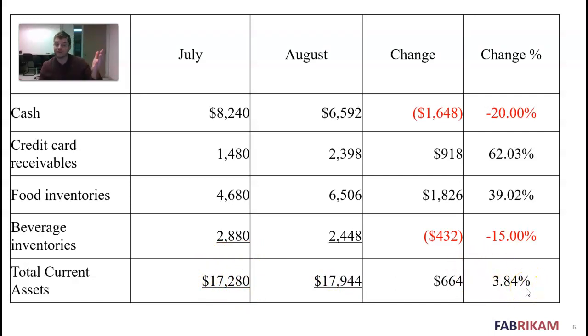So there were some accounts that had negative change, there were some accounts that had positive change, but at the end of this 2-month period from July to August, we went up just under 4%. And we should, as owners or managers, know, hey, why did we go down in cash, but why did we go up in credit card receivables, or why did we go up in food inventories, things like that.